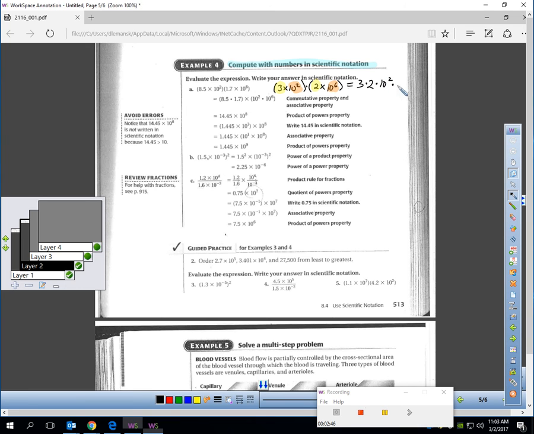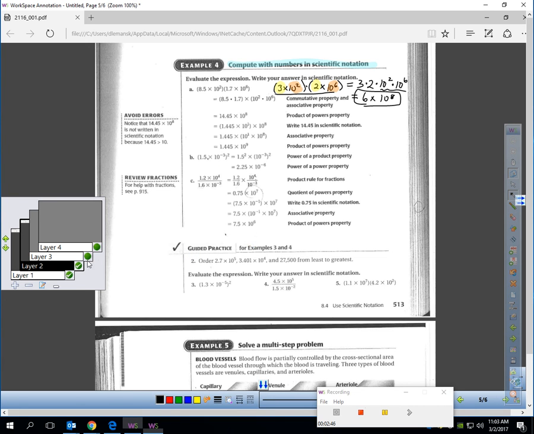And now this should be really easy. I have 3 times 2 is 6 times, remember, if you have the same base, you can add the exponents. This would be 6 times 10 to the 8th power. That's all you have to do on a problem like that. Shouldn't need a calculator to do a basic one like that.